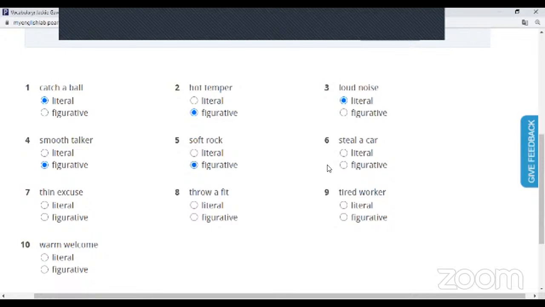Now let's continue. Steal a car. Steal a car, Lara, Allison. Literal. Thank you. To steal a car, that's literal. Thin excuses, Dolly. Literal. Remember thin excuses? Excusas delgadas, eso es algo figurativo, figurative, okay? Thin excuses is when somebody says too many excuses y ya no se le cree. Entonces, thin excuses, figurativo, porque no hay cosa que exista como tal, no es literal. Number 8, okay, thank you. Number 8, let's go with Andres. Throw a fit.